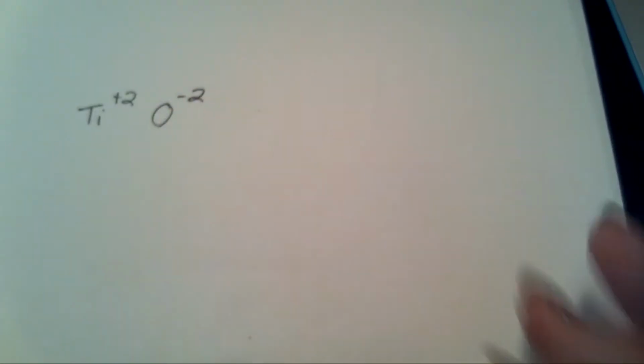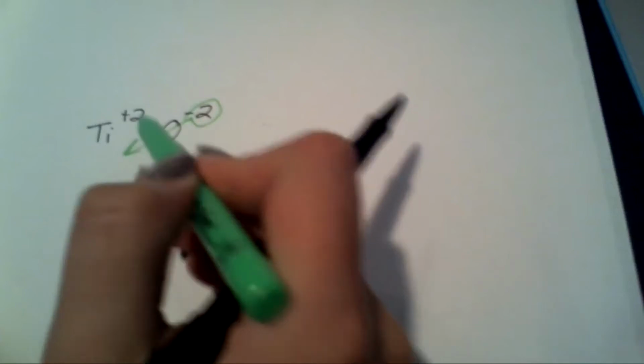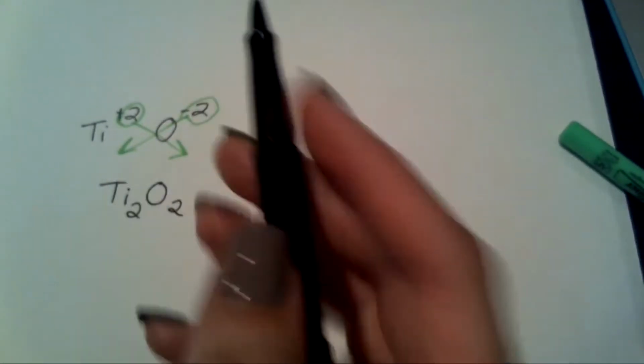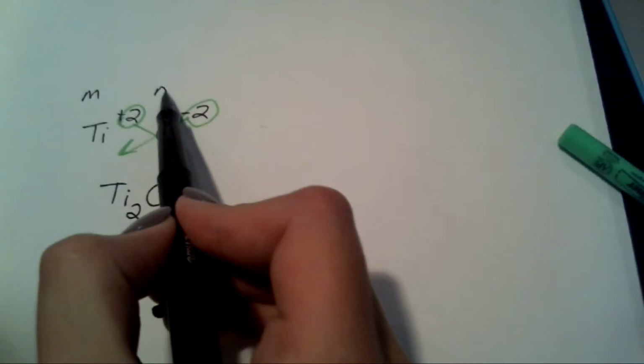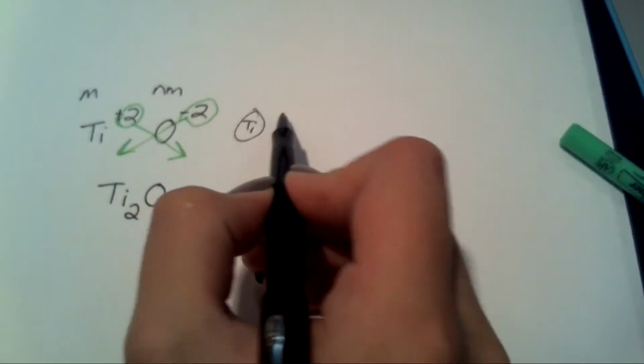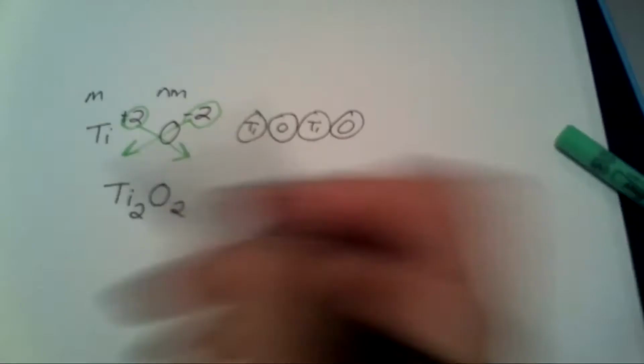Then we crisscross these. Why is it so blurry? We are going to crisscross these, just the number, not the charge. Crisscross those, we are going to get Ti2O2. Now, because this is ionic, meaning it's a metal bonded to a non-metal, these come in a crystal lattice, which looks like a checkerboard. So we would have a titanium atom next to an oxygen, next to a titanium, next to an oxygen, and so on and so on.